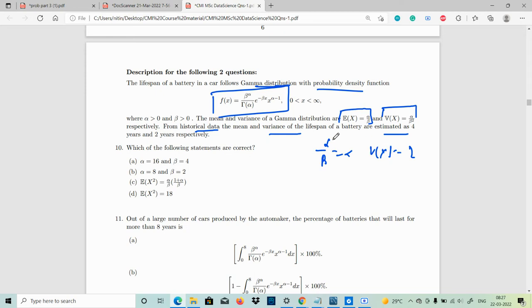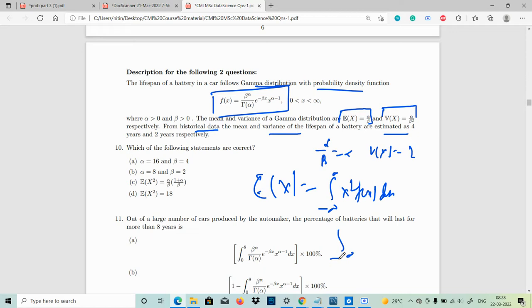If you solve these two equations, we'll get the values of alpha and beta. Then it says the expectation of x square is equal to alpha by beta squared times 1 plus alpha. If you want to find the expectation of x square, you need to follow the same rule, which is the integral from minus infinity to infinity of x square f(x) dx. I will teach you what the gamma distribution and the gamma integral are, but don't worry about it.